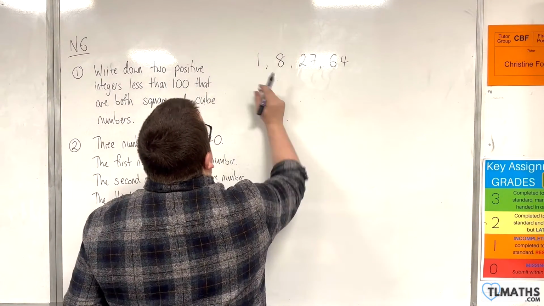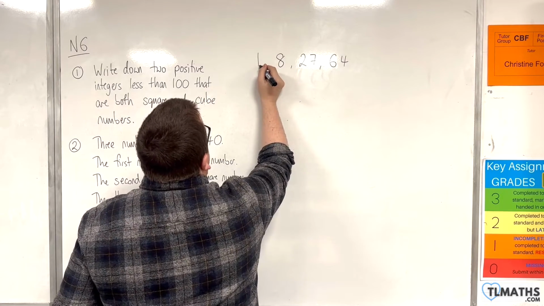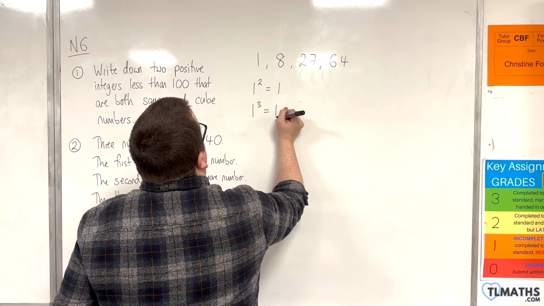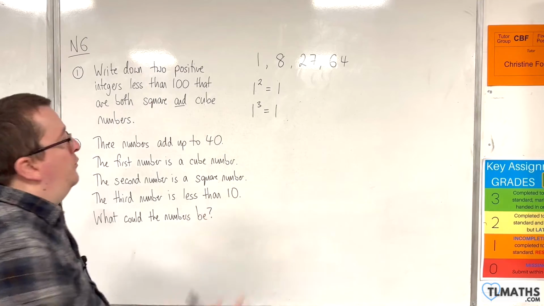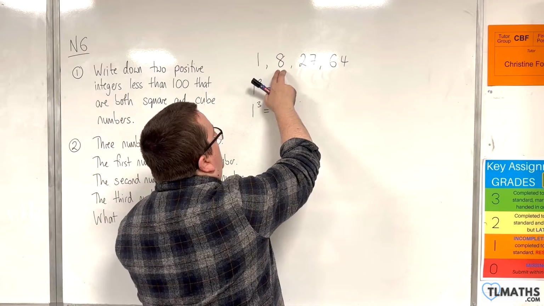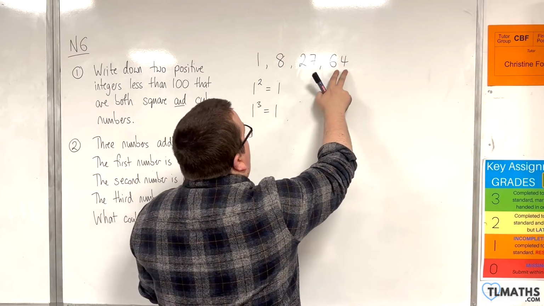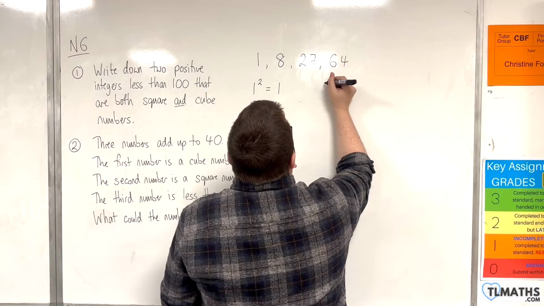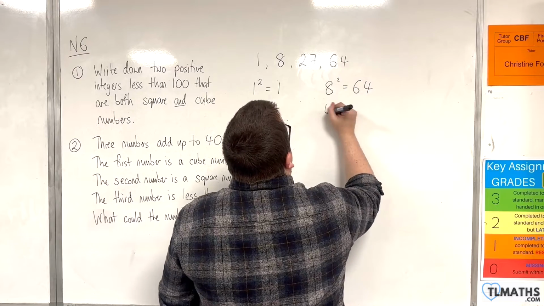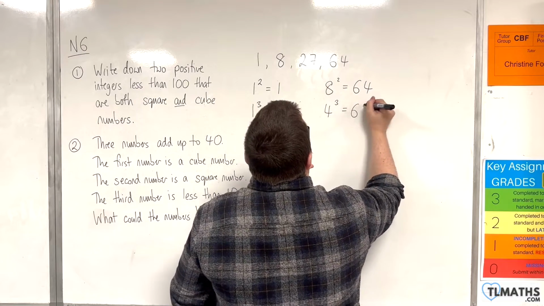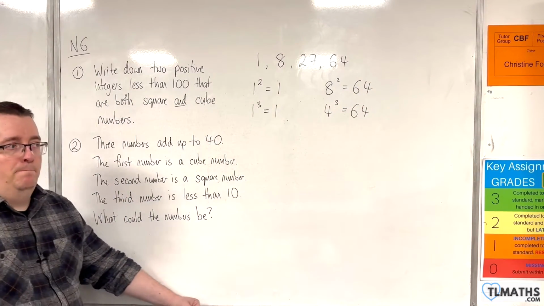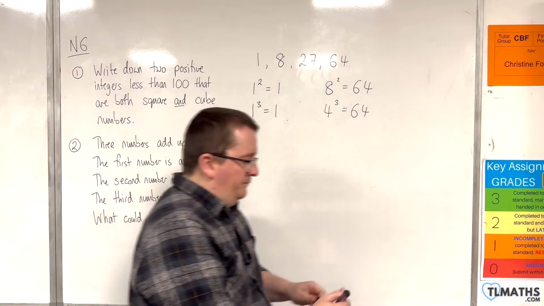Well, 1 is a square number because 1 times 1 is 1. So 1 squared is 1, 1 cubed is 1. Okay, so 1 is both a square number and a cube number. 8 is not a square number, and nor is 27. But 64 is, because we know that 8 squared is 64. But 4 cubed is also 64. So 64 is both a square number and a cube number. So 1 and 64.